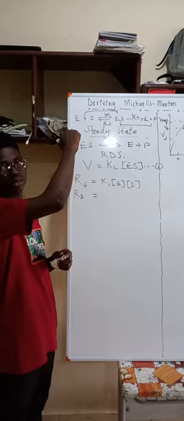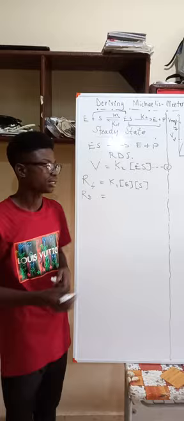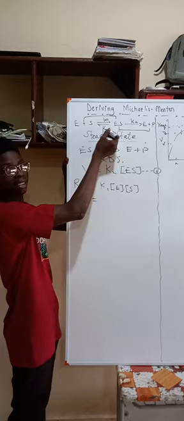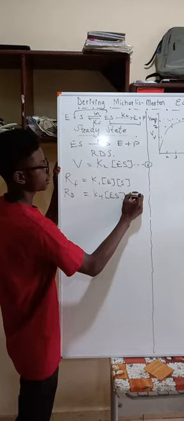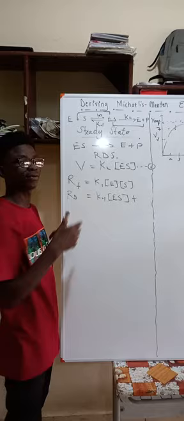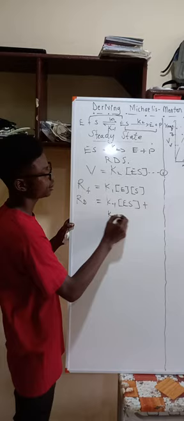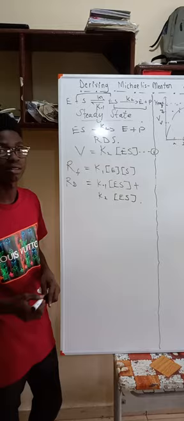So let RD depict the rate for the dissociation of the complex. Going backwards, we use the constant K minus 1, then E X, plus, dissociating forward, now when I'm going forward, it is crossing this K2 value. So plus K2 times the concentration of the complex.